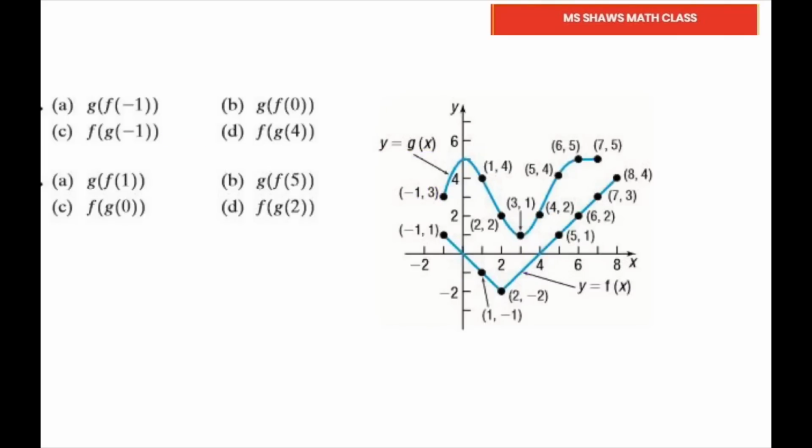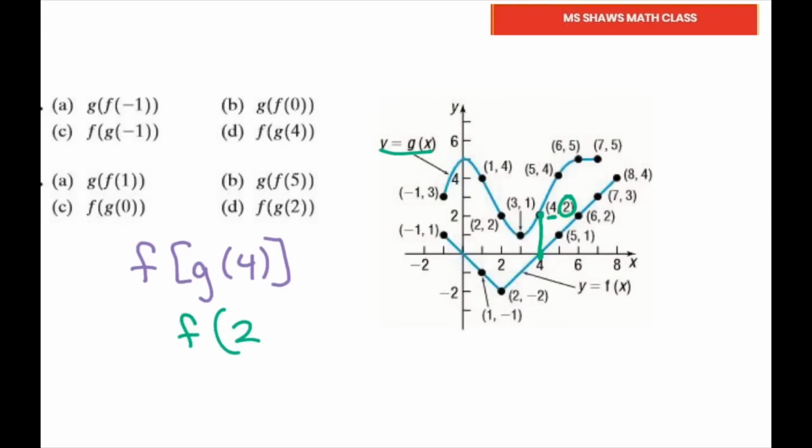Now for d, we have f, g of 4. So we look where x is 4, that's right here, but we go to g. So you go to the g function graph. When x is 4, y is 2. So this is going to be 2. Now do f of 2, the outer function. So go to 2, but now we're going to the f graph. And when x is 2, y is -2. So this one right here, this whole thing equals -2.